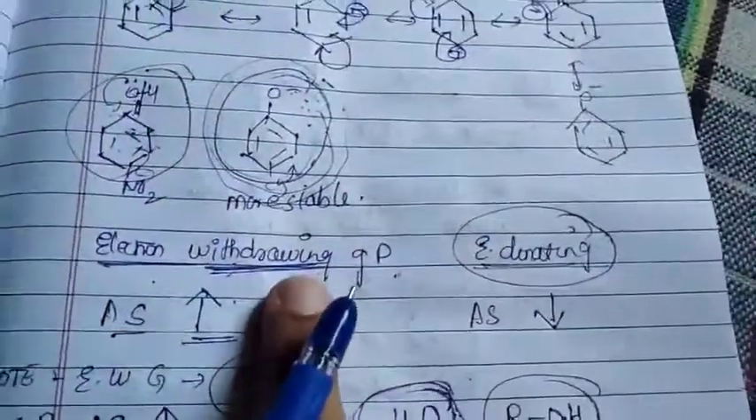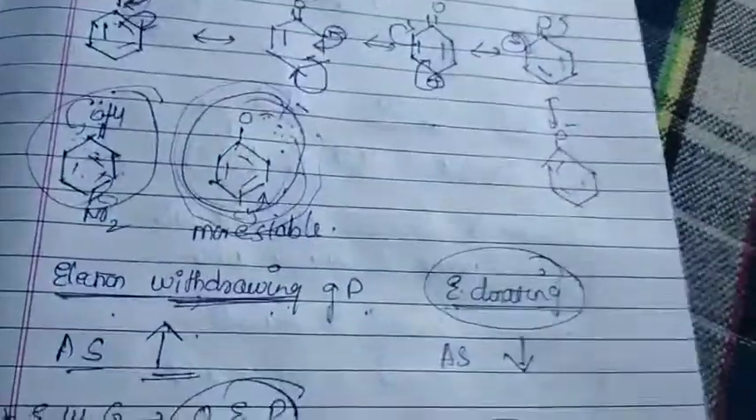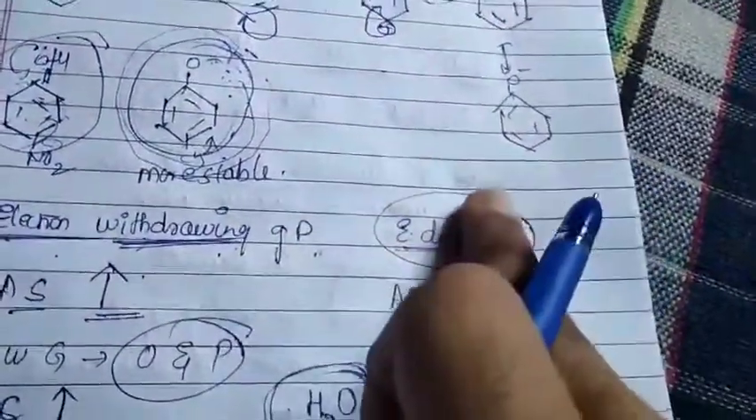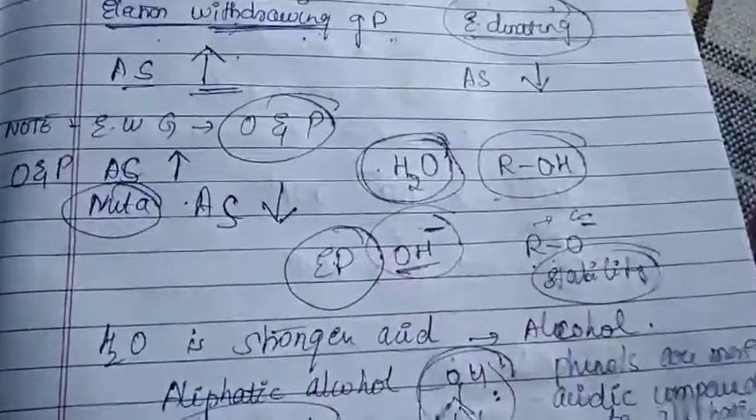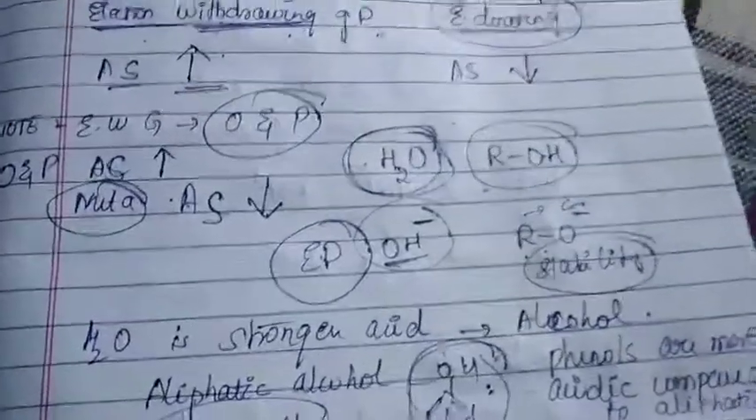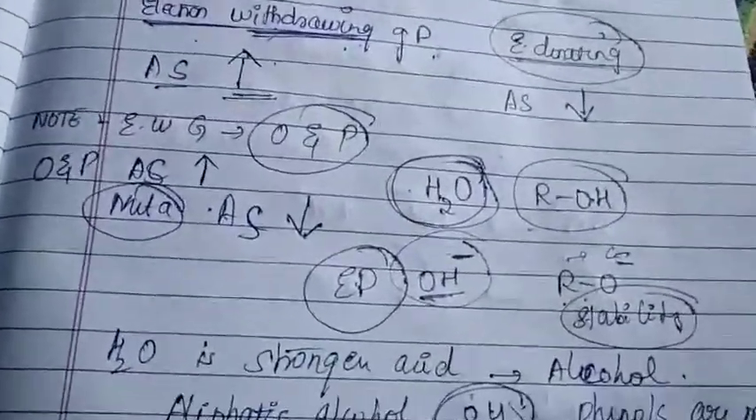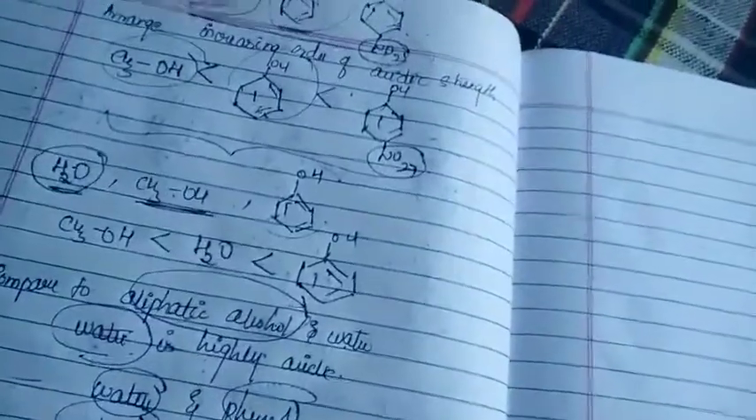Moreover, we also came to know that whenever an electron withdrawing group is present on the phenol at the ortho and para positions, the acidic strength increases. But when an electron donating group is present on the phenol system, the acidic strength decreases. Then we also came to know, when comparing alcohols with water, that water is highly acidic. But when the same water is compared with phenol, phenol is more acidic. These two important examples we have given are very important in your competitive exams also.